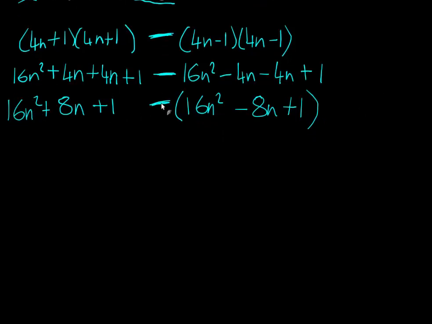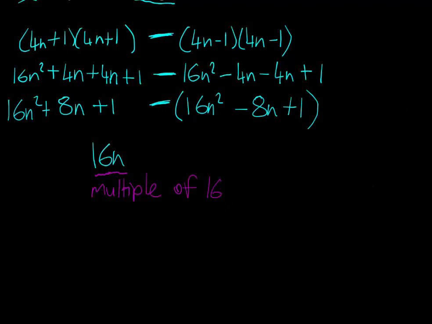So 16n squared minus 16n squared, that'll cancel out. 8n minus 8n, so that's essentially the same as 8n plus 8n, so that's going to be 16n. And then plus 1 minus 1 will cancel out. So we get left with 16n. And we know what to do with this. We know anything times 16, this must be a multiple of 16. And you can try it. Any number you put in for n, that will come out as a multiple of 16.